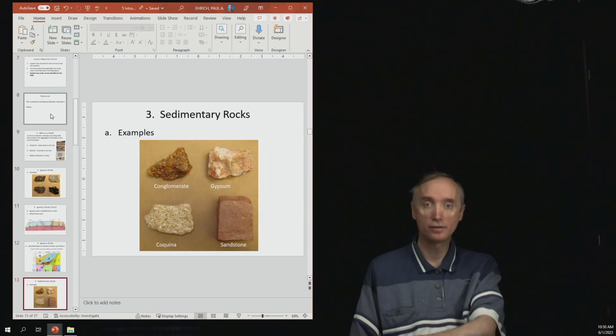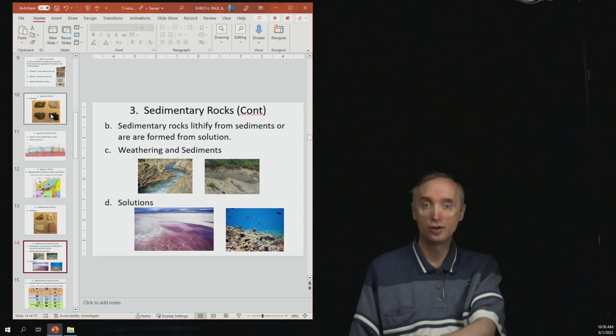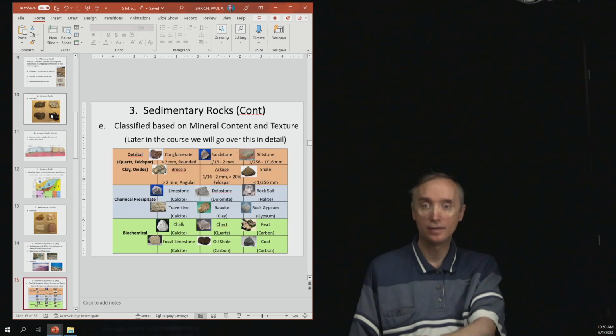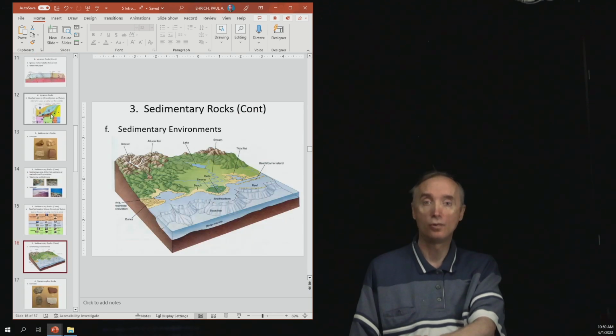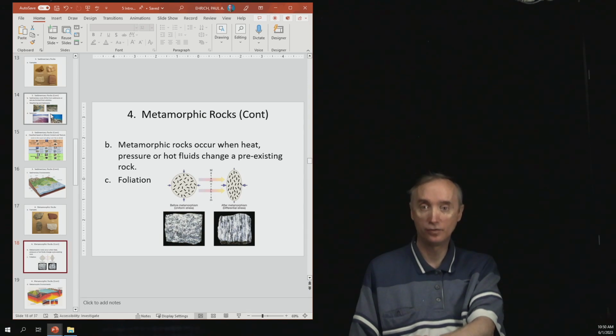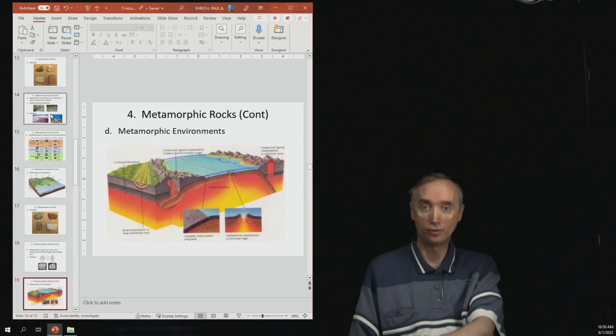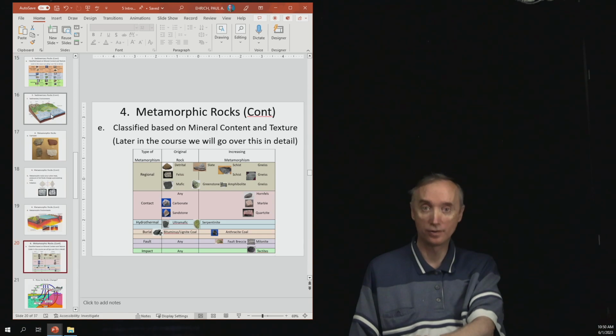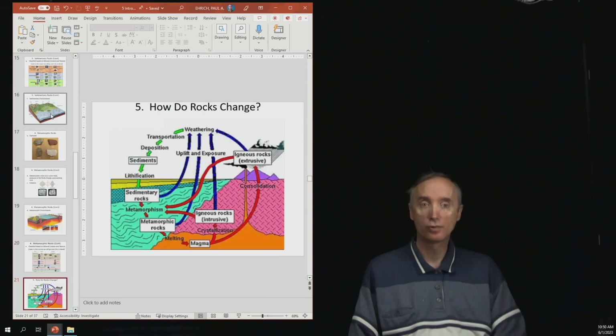Then we do the same thing for the sedimentary rocks. You should be able to identify certain sedimentary rocks. You should know how they form, you should be able to classify them, and where they form. And then do the same thing for the metamorphic rocks: examples of metamorphic rocks, how they form, where they form, and how they are classified.